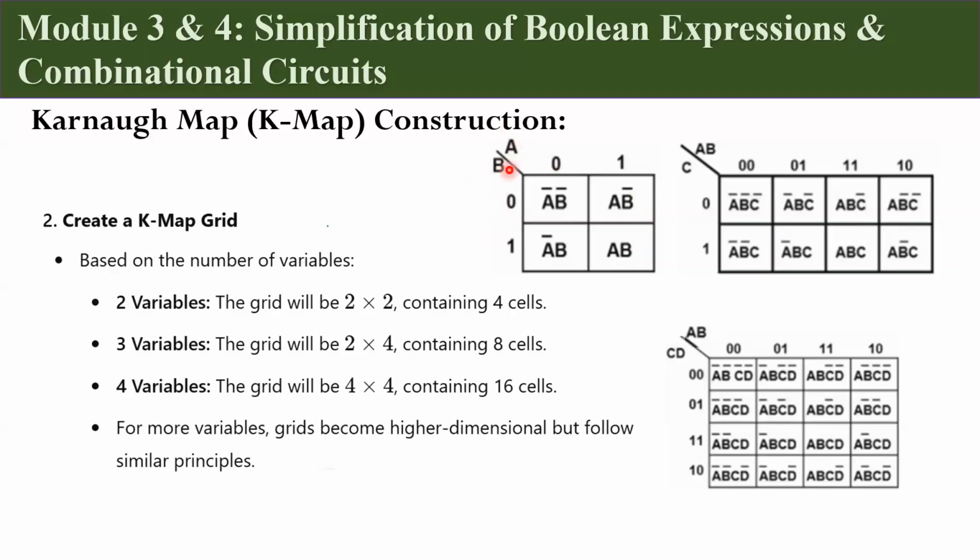For instance, we have a 2-input K-map here. We have A and B. They are just 2 inputs we are dealing with. And because we have 2 inputs, which is A and B, 2 raised to power 2 will give us 4. And so here we have 4 cells. This is cell 1, cell 2, cell 3, cell 4, representing the K-map for 2 input variables.